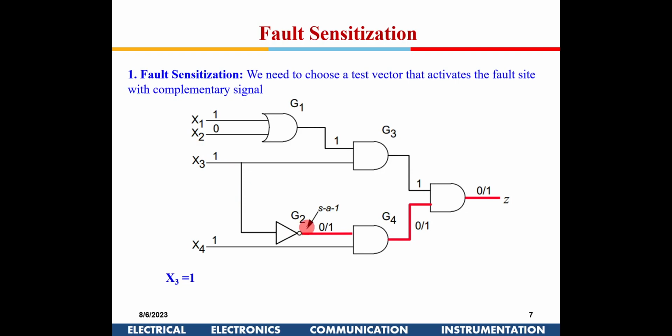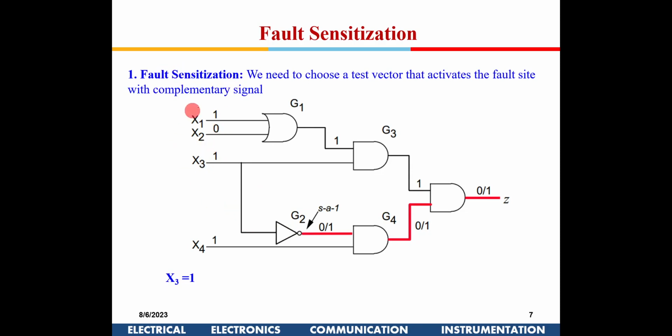So now I am applying the complement. If I have to find a stuck-at 0 fault here, then I have to put a 1 here, so I will give x equal to 0. In this particular case, I am trying to find out the stuck-at 1 fault, so I have to force a 0 here. So how to force a 0? I give a 1 here. So this is the first step, which is known as fault sensitization.